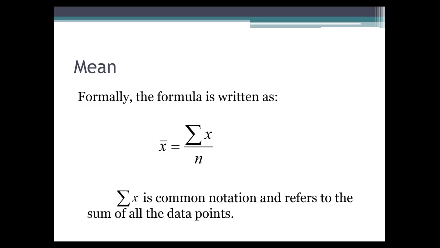Looking at the formula for X bar, the notation up here on the top means take the sum of all the values in the data set. That's common notation. We'll see that throughout the course. And then we're going to divide by the number of data points there are. So that's just writing the formula a little more formally than we've seen before.